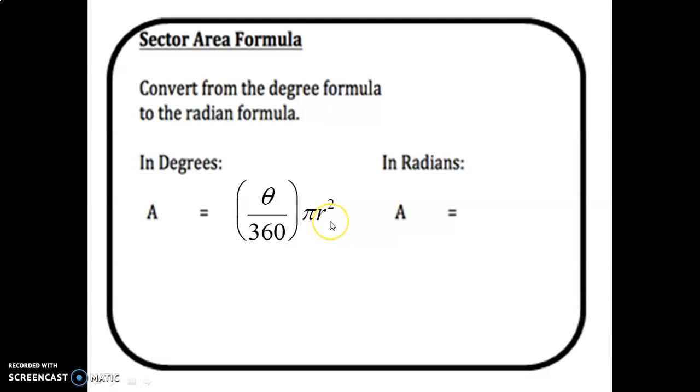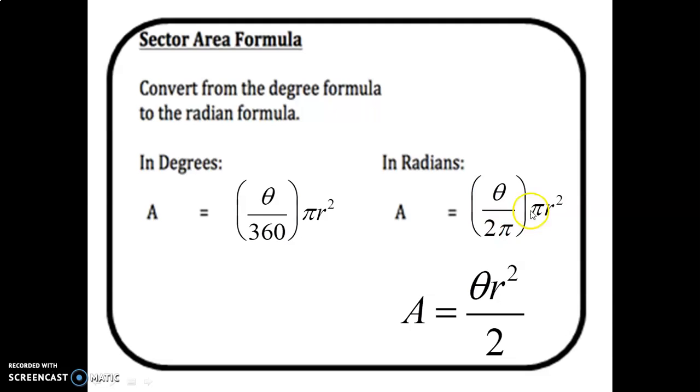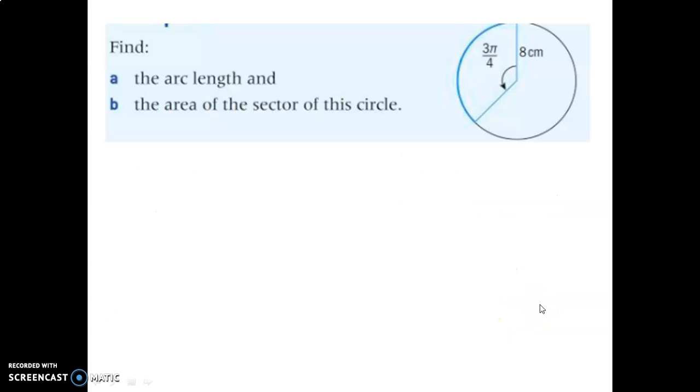Okay, so now our sector area formula in degrees was this, a portion of 360 times the area of a circle. But in radians, this will be this, a portion of 2 pi times pi r squared. So what cancels this time? This time you can cancel the pi and the pi, and you're left with this. So this is the area formula for a sector of a circle, given when you have an angle that is in radians.